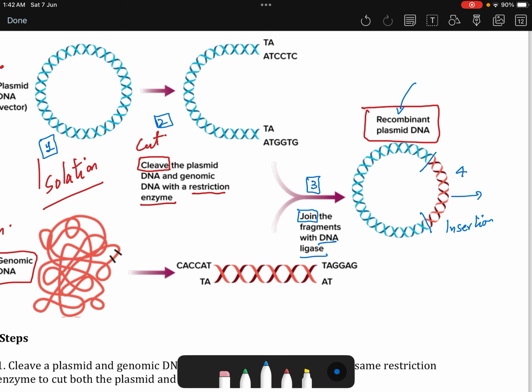And the last stage, stage number 4, is called insertion. You insert it back into the bacteria. When you insert it back into the bacteria, that bacteria will be called recombinant bacteria. So make sure you know the difference between bacteria and recombinant bacteria.